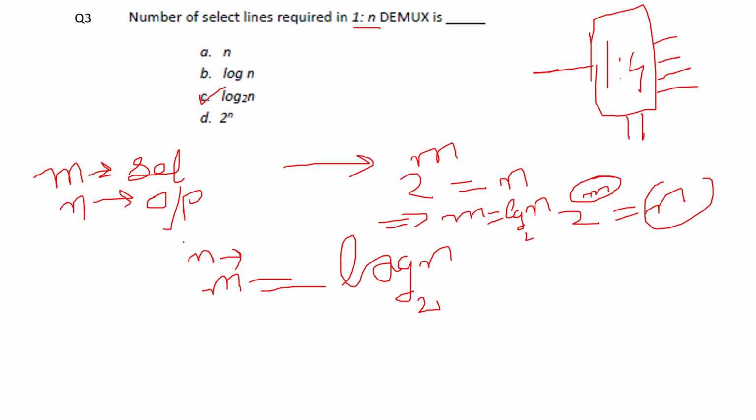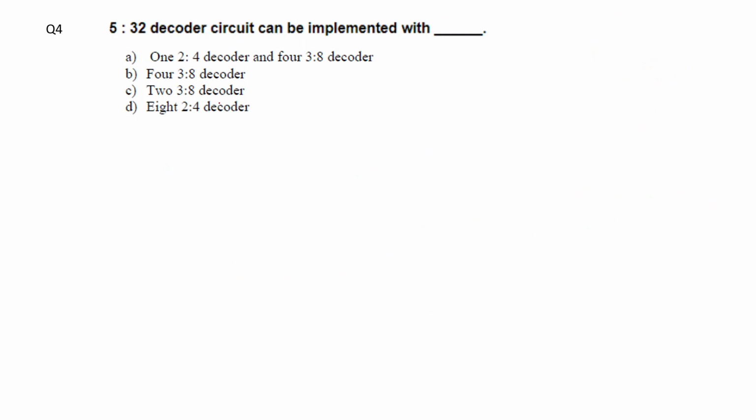This was a pretty simple question. Now going forward to the next question, question number 4. A 5:32 decoder circuit can be implemented with which option? We have a 5:32 decoder circuit, and the question asks, among the following 4 options, which one it can be implemented with. Let's just consider the 5:32 decoder.